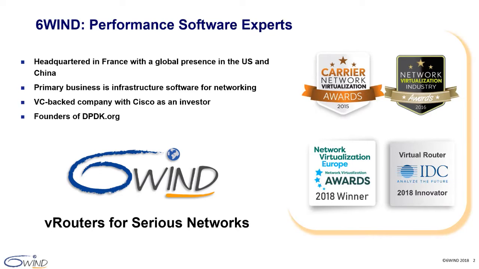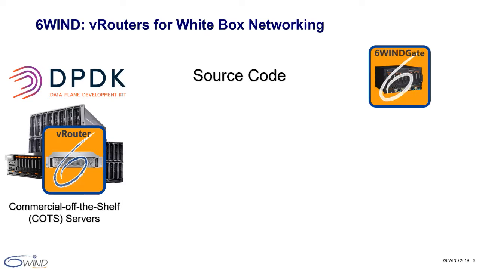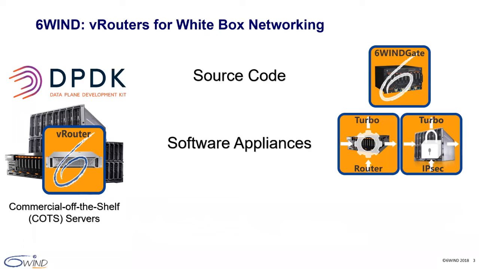Our vRouters are available in 3 different software packages for white box networking. The first is our GWIND software, which is source code for Linux networking. GWIND includes complete and modular layer 2 to 4 networking stacks. Here, we help our OEM customers build their own vRouter technology and more, including a full range of additional networking equipment and solutions. The second are software appliances called Turbo Router and Turbo IPsec.